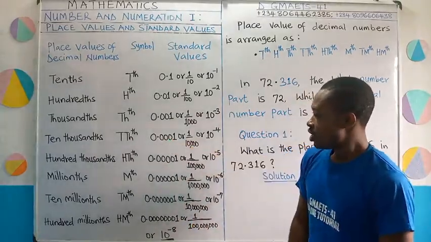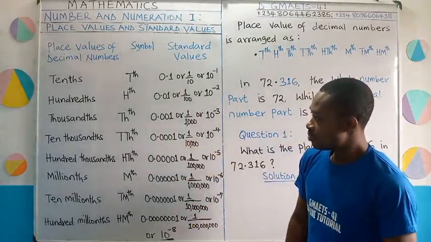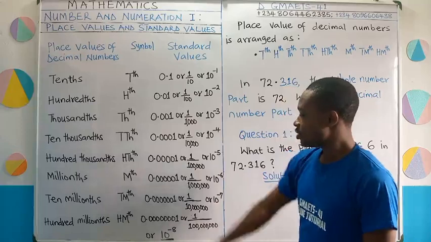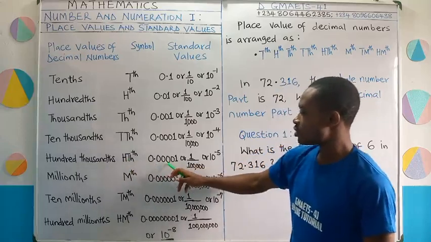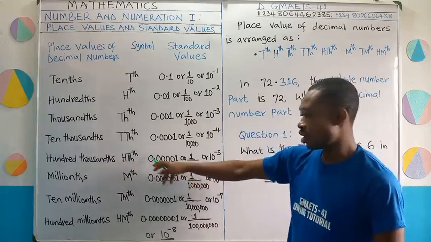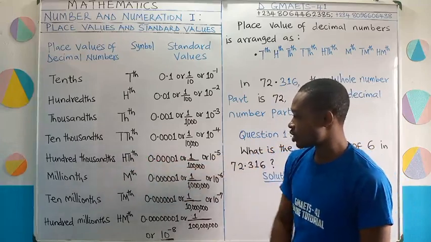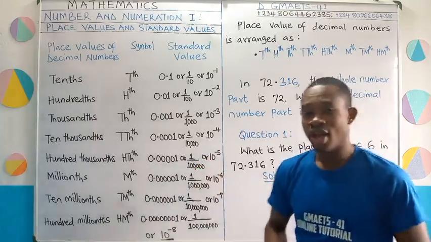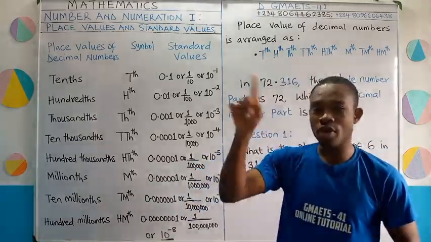Are you getting it? The next place value of a decimal number is 100,000. This is the symbol. In 100,000ths, you have 5 zeros before 1. Always remember, after the first zero, you put your decimal point. You can write it as 1 over 100,000. And in powers of 10 it is 10 raised to minus 5.